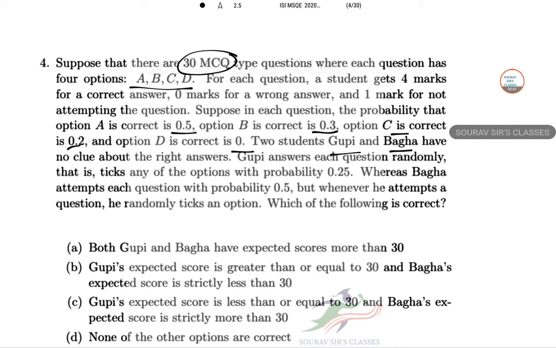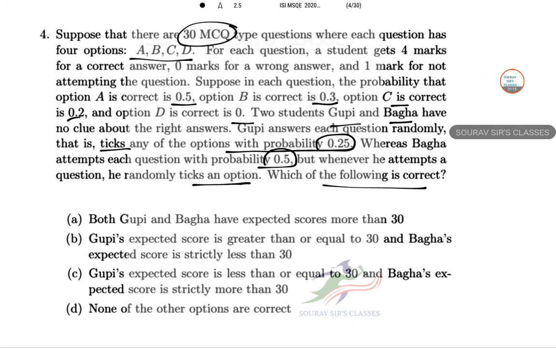So two students, Gopi and Bagha, have no clue about the right answers. Gopi answers each question randomly, that is, he attempts every question. Whereas Bagha attempts each question with probability 0.5, but whenever he attempts a question, he randomly takes an option. So which of the following is correct? This is about the expected score of the entire system.